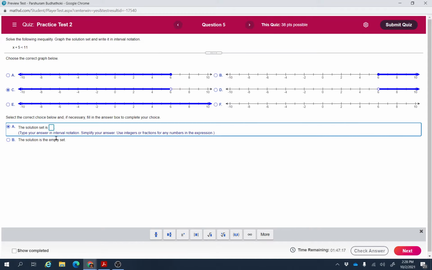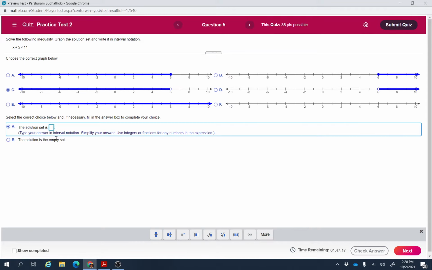A very similar question, I'm going to skip it. Here we need to solve a three-part linear inequality. The way we solve a linear inequality, we do the same thing here. This is problem 8, a three-part linear inequality.